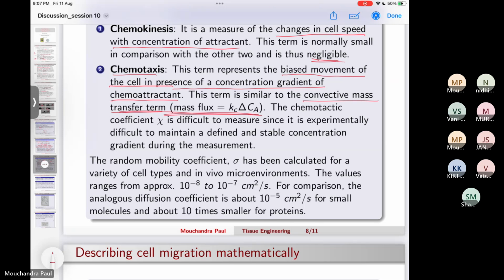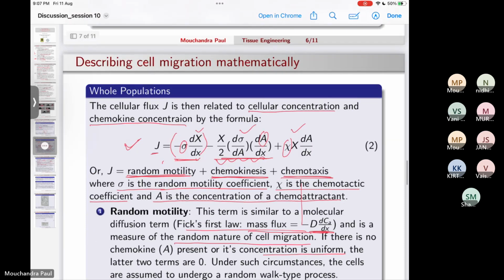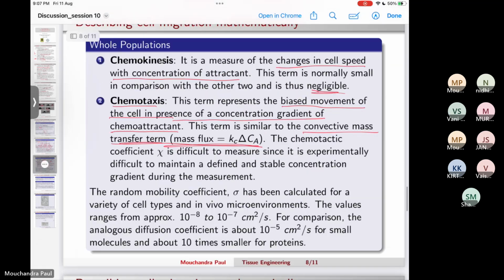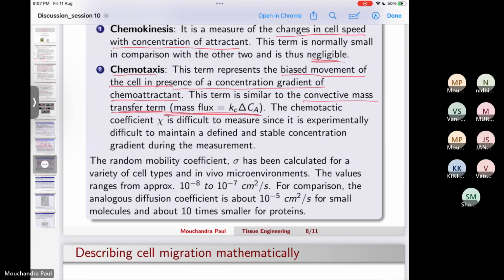So Kc is the convective mass transfer coefficient and delta C is the concentration gradient. This term is similar to that term, where chi is the chemotactic coefficient and dA by dx is the concentration gradient of the chemoattractant, multiplied with the cell number. So this term is similar to the convective mass transfer diffusion term. Again, this is coming from the molecular diffusion knowledge, so it is taught there in more detail.